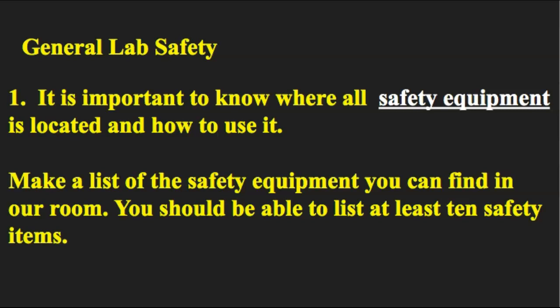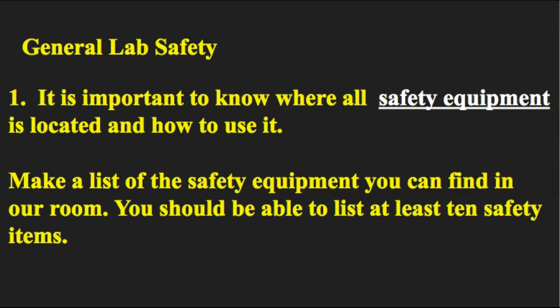So the first thing to look at is number 1. It's important to know where all safety equipment is located and how to use it. We'll talk in detail about how to use the equipment when we do our discussion, but the first thing you need to do is figure out where the safety equipment in our room is. So on the next slide, I'd like you to make a list of the safety equipment you can find that's located in our room.